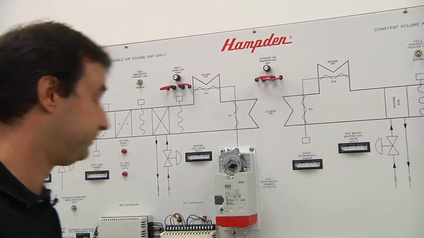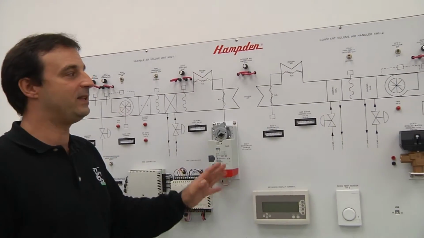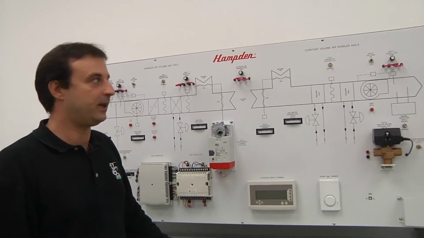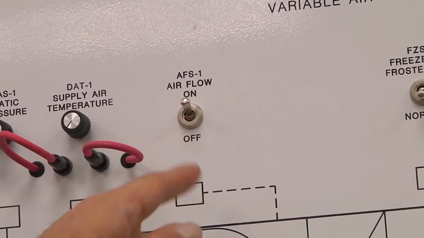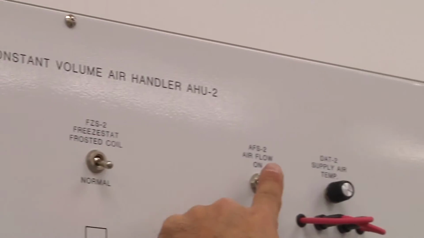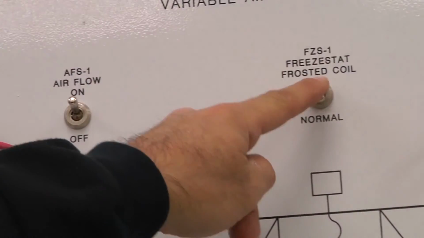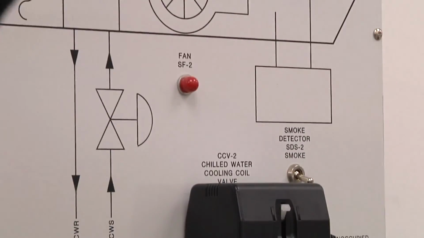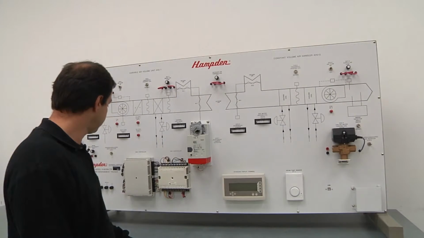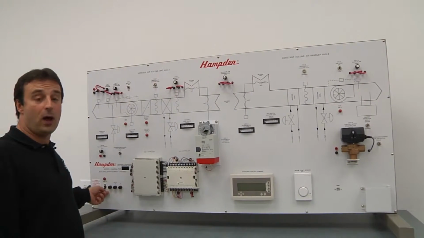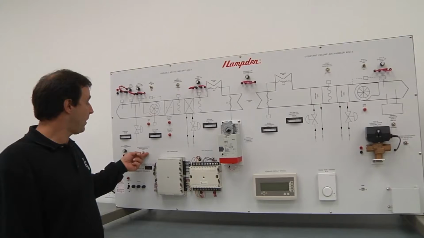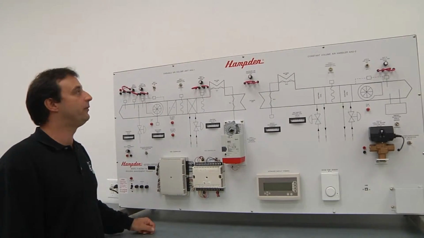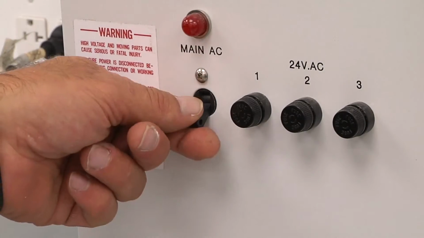First, we need to plug it in. Next, I want to ensure that all of my safety switches are in an operating position. Both of my airflow switches in the on position, both of my freestat switches in the normal position, and my smoke detector switch also in a normal position. Now I can turn on the main power and put the variable air volume unit into an occupied mode.